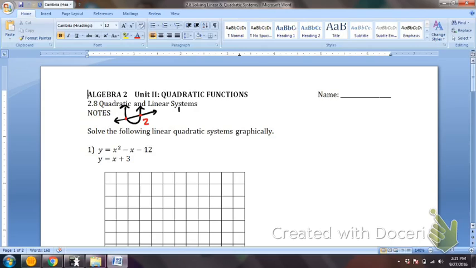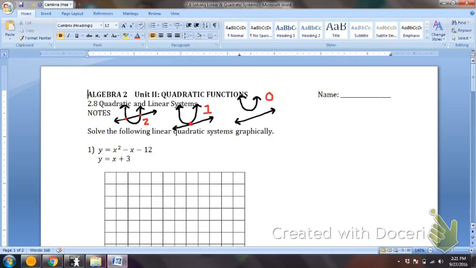You might have one where you have a parabola and a line that touches one time. So this would be one solution. And then you might have a graph where you have a parabola and a line going like this, which is zero solutions or no solutions.